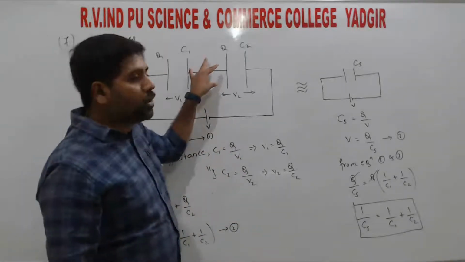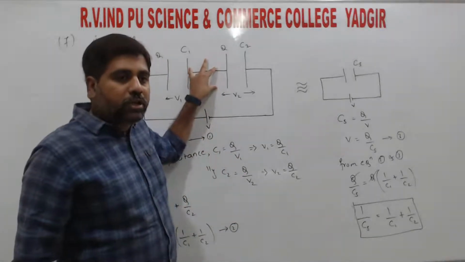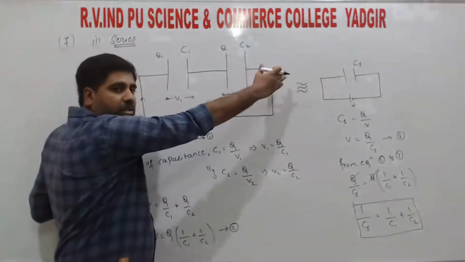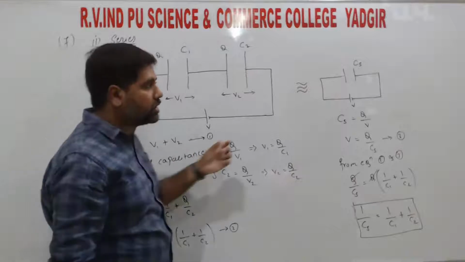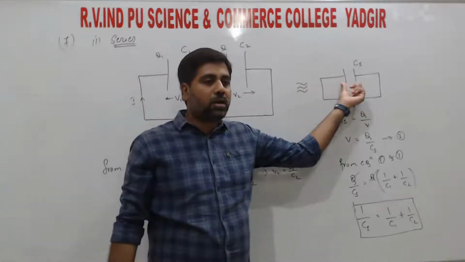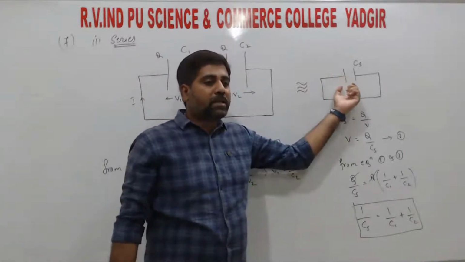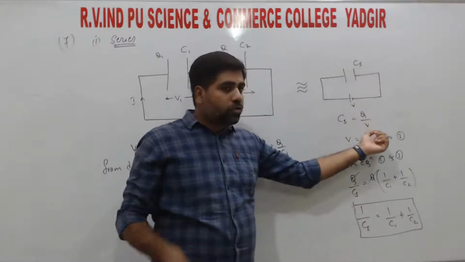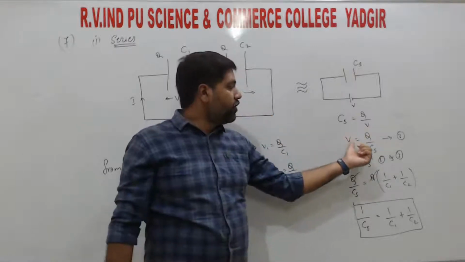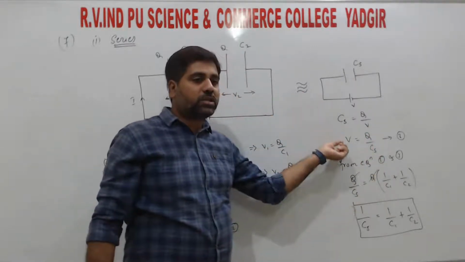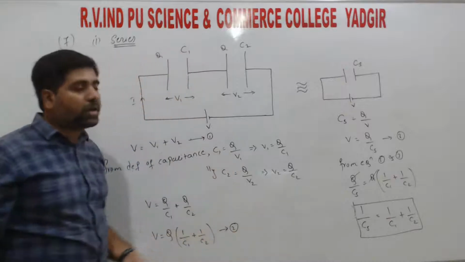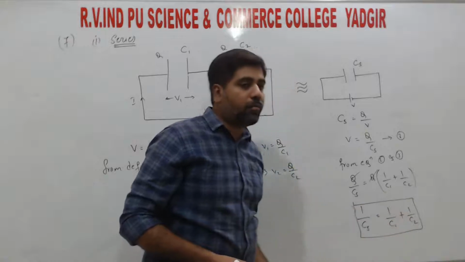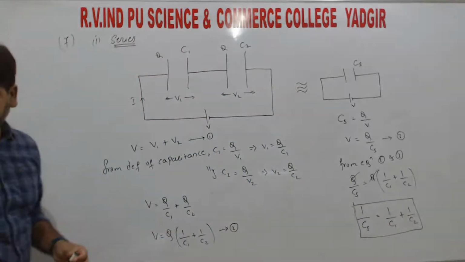Now this whole circuit or whole combination is equal to a single capacitor. Even if n number of capacitors are connected, it is equal to one single capacitor. We call that the effective capacitance. So that effective capacitance is CS, right? CS is equals to Q by V, so potential V is equals to Q by CS. Since the potential is same on both sides, we can relate equation 2 and 3. So finally we get 1 by CS is equals to 1 by C1 plus 1 by C2, right?